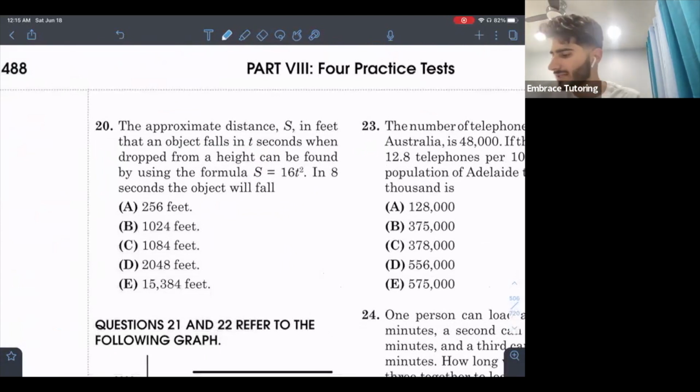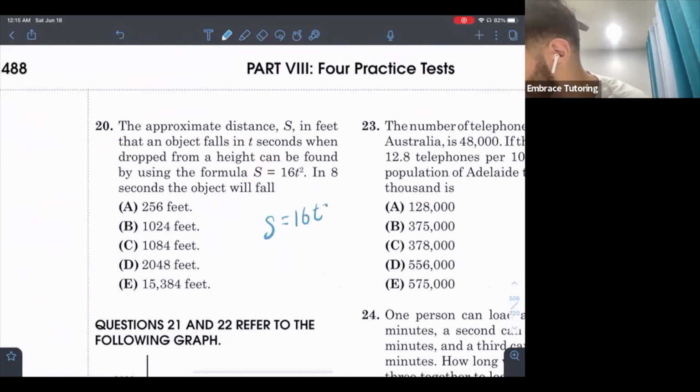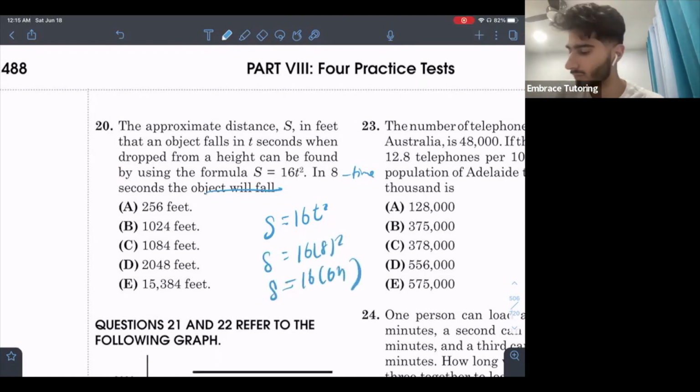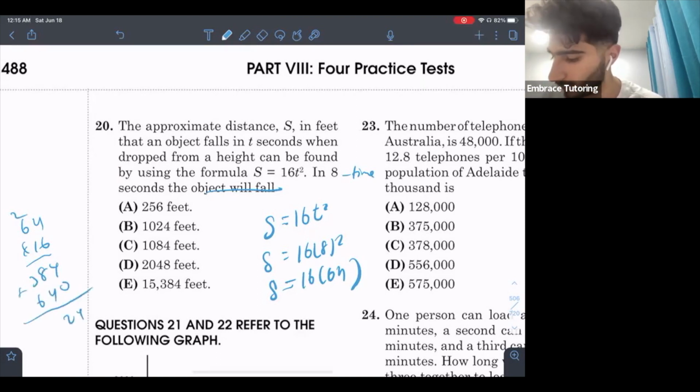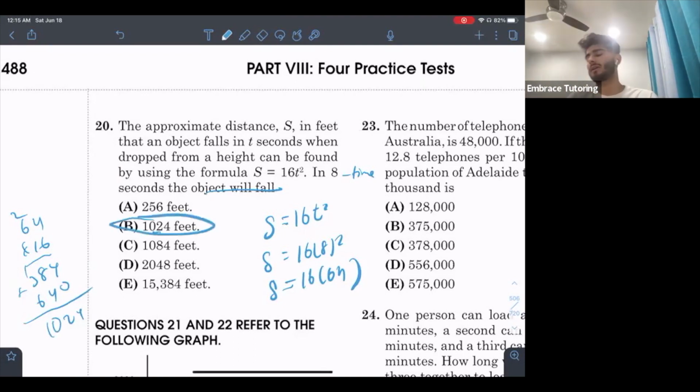20. The approximate distance s in feet that an object falls in t seconds when dropped from a height can be found by using the formula s is equal to 16 t squared. In 8 seconds, the object will fall how many feet? In 8 seconds, which is time, you just plug in. So s is equal to 16 times 8 squared. S is equal to 16 times 64. So 64 times 16 is 1,024. Choice B is your correct answer for 20.